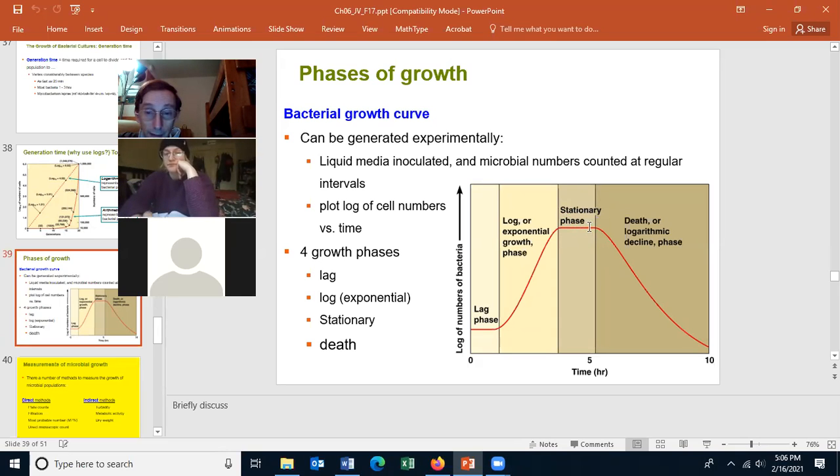And then after the stationary phase, we reach the death or the decline phase. And here, initially, the number of cells dying is greater than the number of cells growing. And so the population starts declining. Now, late in the death or decline phase, you have no cells growing, you only have cells dying. All right, any question about these 4 phases of growth? The lag phase, the log or exponential growth phase, the stationary phase, and then the decline phase.